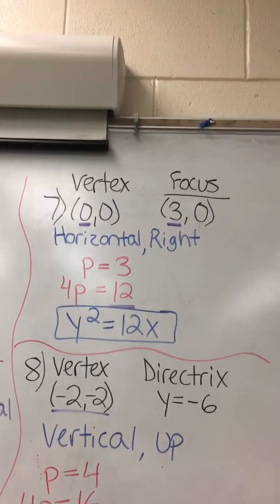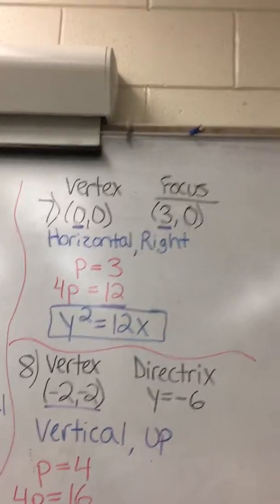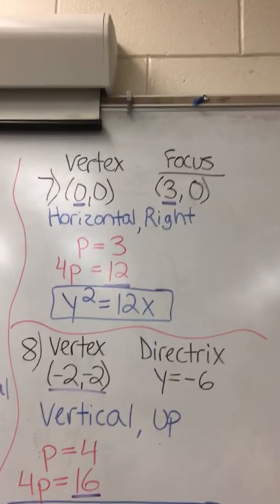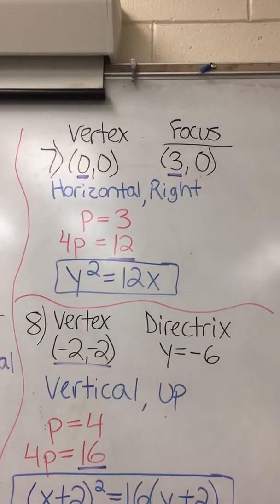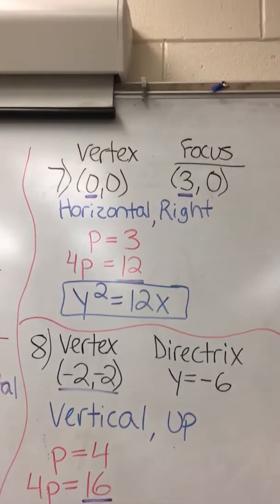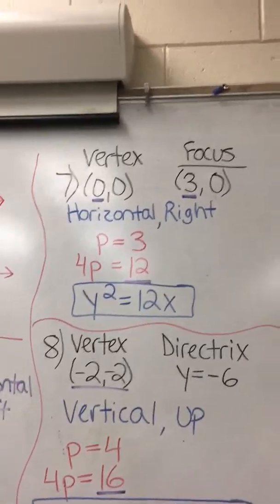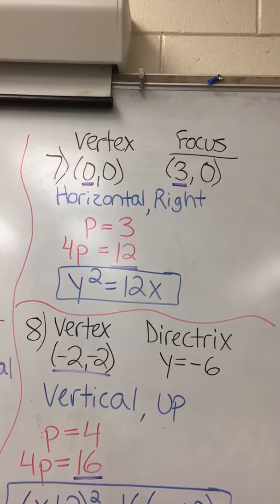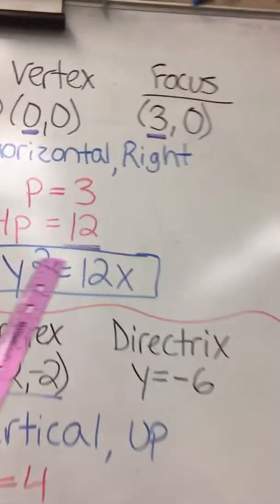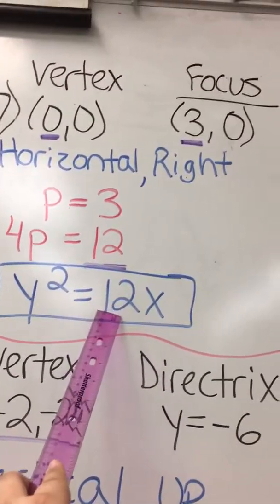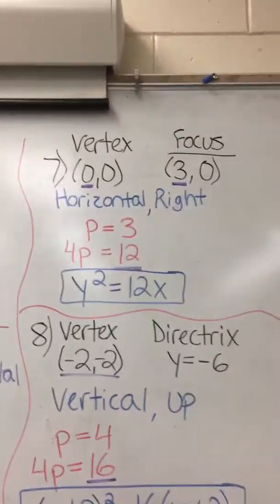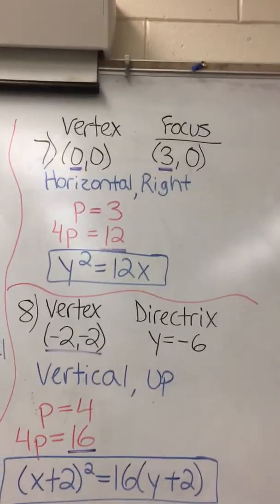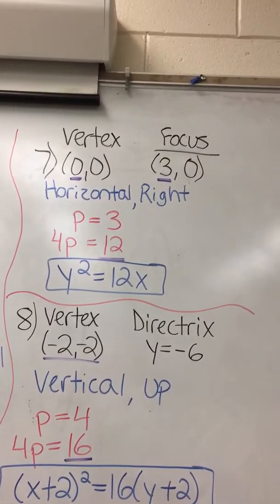So since our vertex is at (0, 0), we're just going to have y squared on the left. It would normally be y minus 0 squared, but that 0 is redundant. We don't need that in the equation. So it's going to be y squared equals 12, because we found that out when we set it equal to 4p. So that's where that comes from. And then it's going to be multiplied by x, again because we don't need that minus 0 at the end. So that's your answer there.